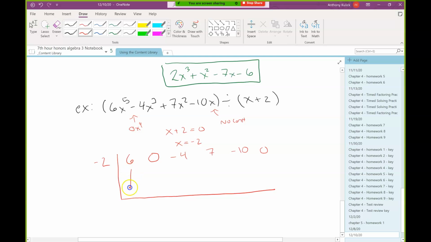So just bring that first number down. Negative 2 times 6 is negative 12. Add down. Negative 2 times negative 12 is positive 24. Add down. Negative 2 times 20 is negative 40. Add down. Negative 2 times negative 33 is negative 66. Add down. And negative 2 times negative 76 is positive 152.